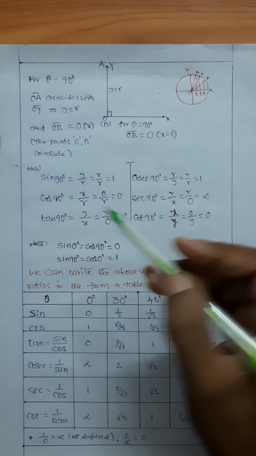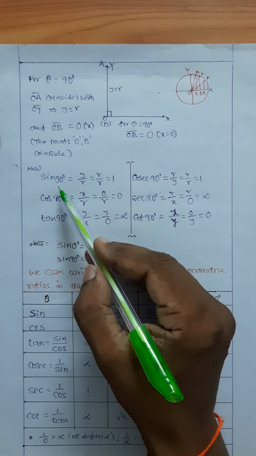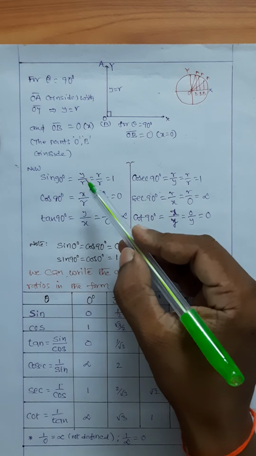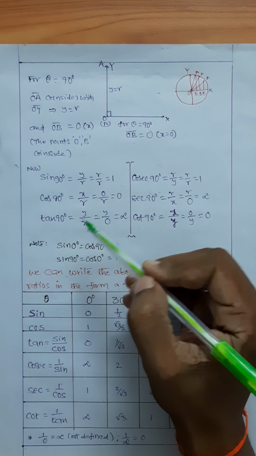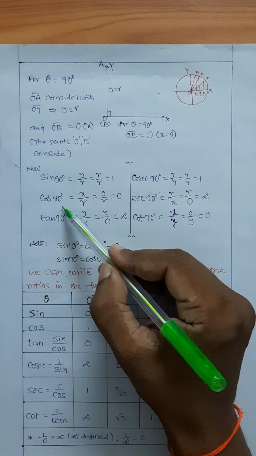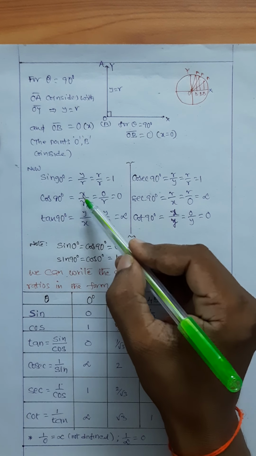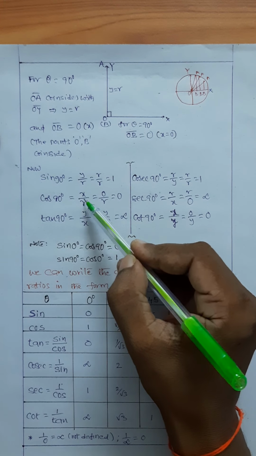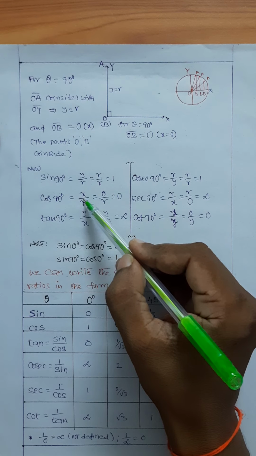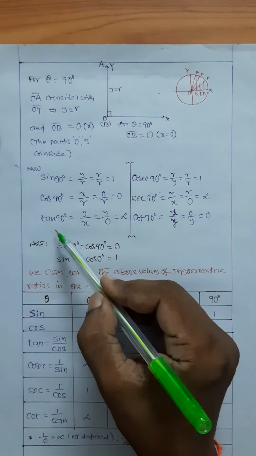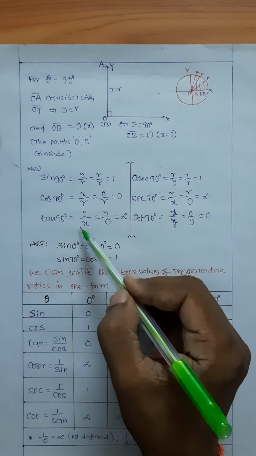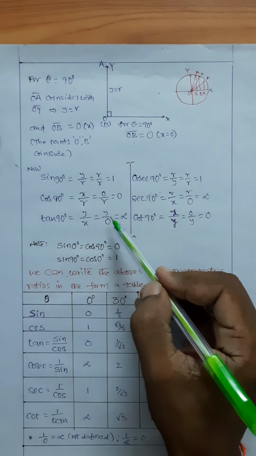Now sin 90. What is sin 90? Sin 90 is equal to y by r. Since y is equal to r, we write r by r, which is equal to 1. Coming to cos 90, cos 90 is equal to x by r from our triangle, but x is equal to 0, so we write 0 by r, that is equal to 0.